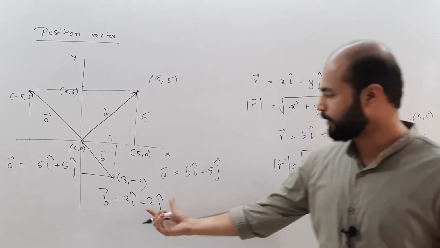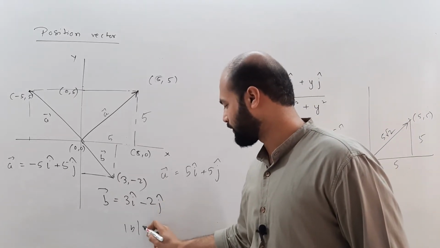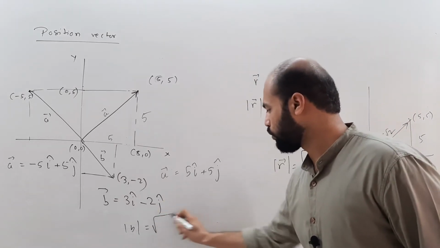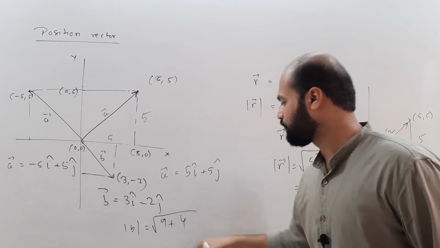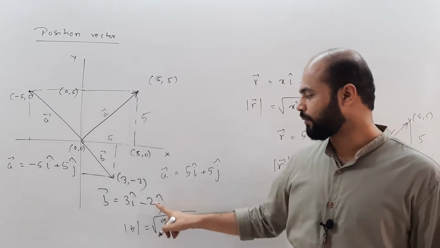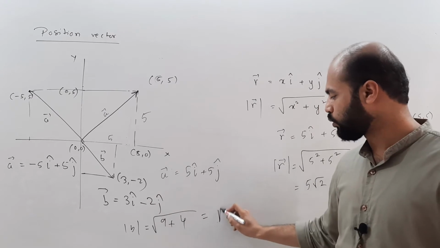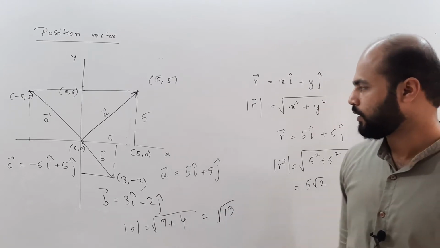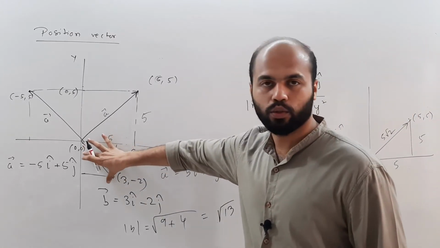Similarly, the magnitude of b bar would be given as root over 9 plus 4, that is root over 3 square plus 2 square, that is root 13. So the magnitude of this would be root 13.